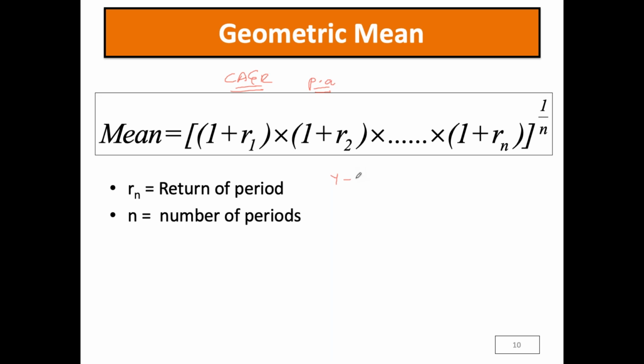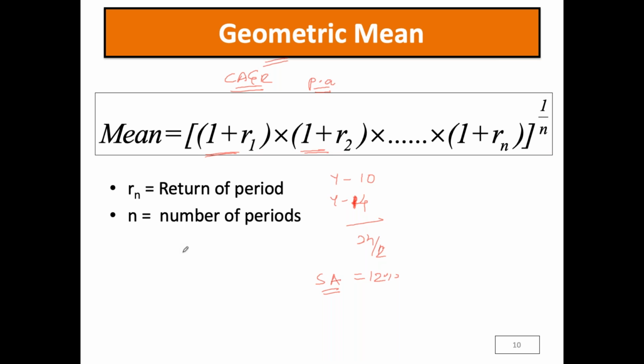Say for example, my year 1 return is 10 and year 2 return is 14. I want to find out the compound annual growth rate, that is also known as the geometric mean. How do I find it? First let's find the simple average: 24 divided by 2, that is equal to 12%, my simple average. However, if I'm willing to find the geometric mean, how will I find it?